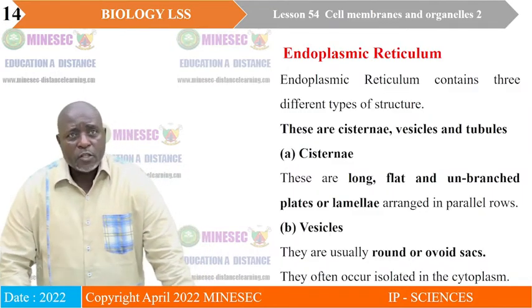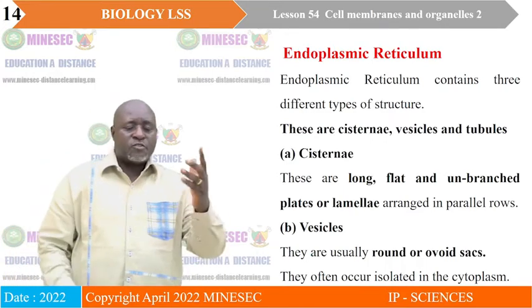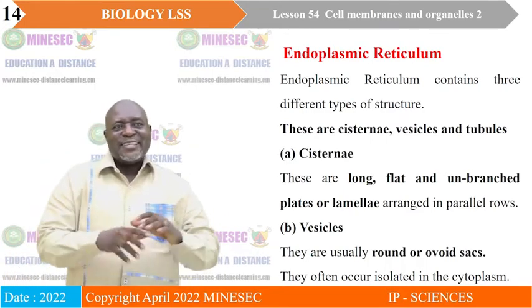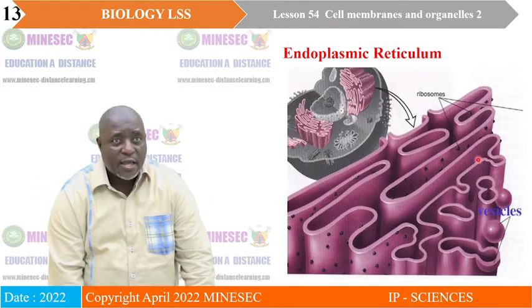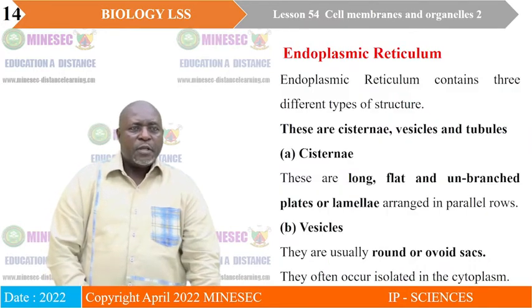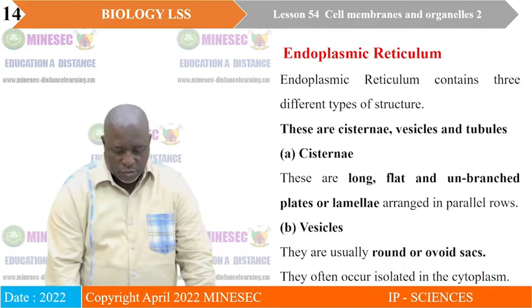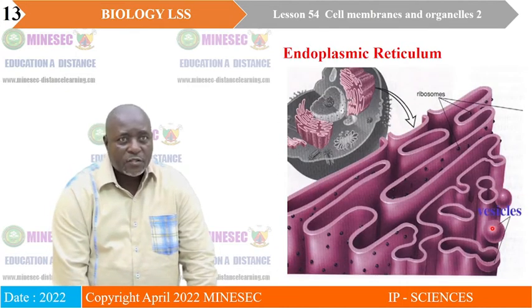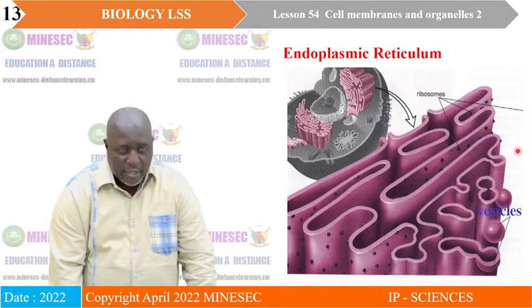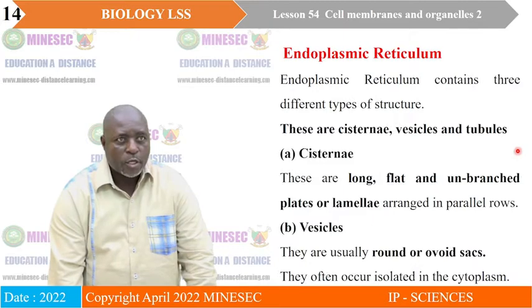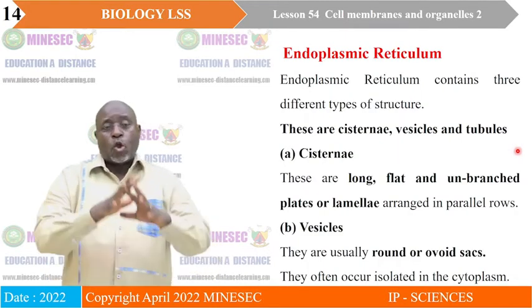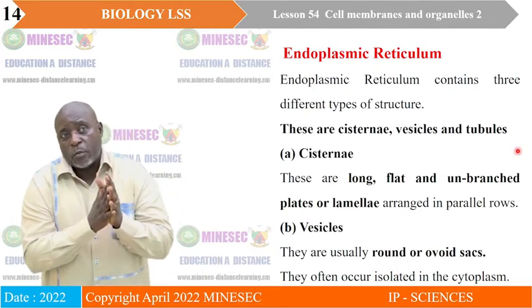So the endoplasmic reticulum contains three types of structures. We have first the cisternae, the channels, the cavities. So these ones are the cisternae. That's it. We have the vesicles. So these ones are the vesicles. Then we have the tubules. So we're going to look at all those parts. So those are parts of the endoplasmic structures that are considered part of the whole apparatus of the endoplasmic reticulum.